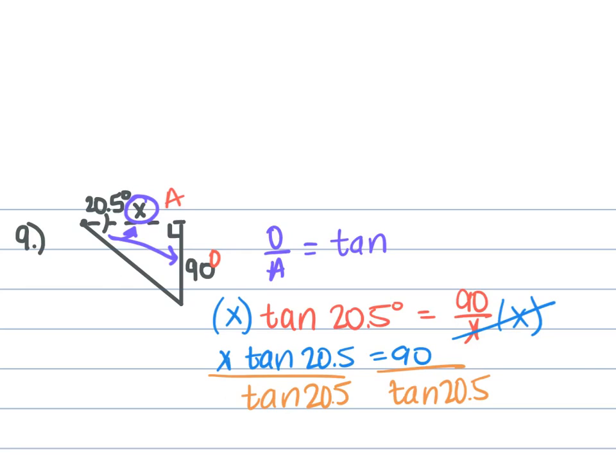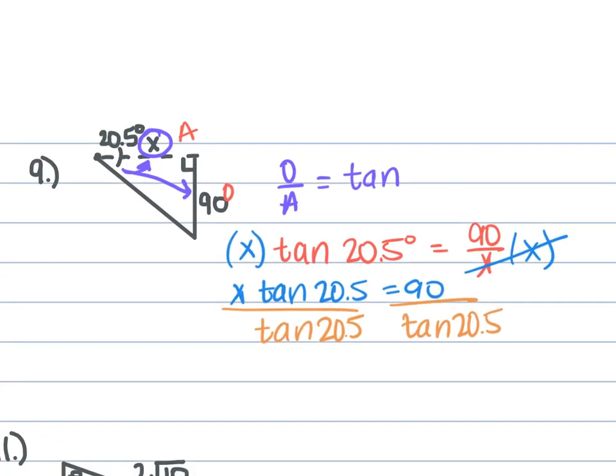Make sure your calculator is in degree format. If you go to your mode, because I just did this and realized it gave me a negative answer, and it's because my calculator was in radians. You want to make sure your calculator is in the mode of degrees. Then do the 90 divided by tangent 20.5. You should get 240.7159 and so on. We're rounding to the nearest meter here, so x is going to equal 241 meters.